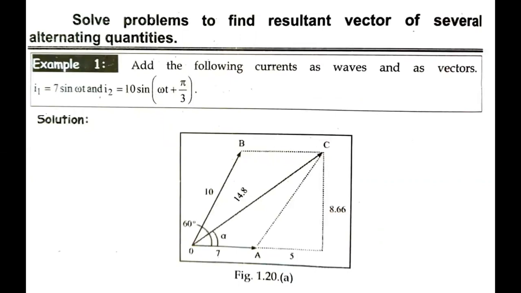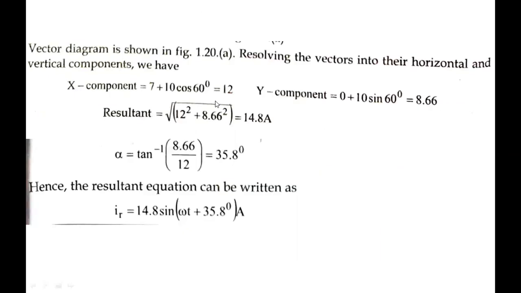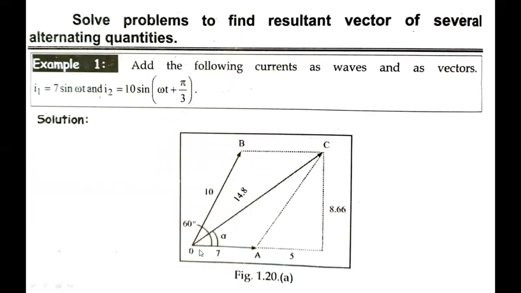Let us see one example. Add the following currents as waves and as vectors. I1 is equal to 7 sin omega t, I2 is equal to 10 sin (omega t plus pi by 3). So this is I1, 7 sin omega t, and I2 is equal to 10 sin (omega t plus pi by 3). This way. Now let us see how to find this.